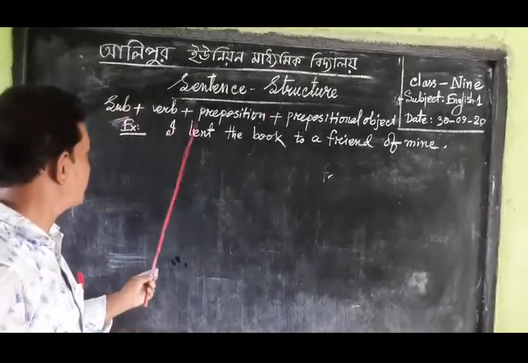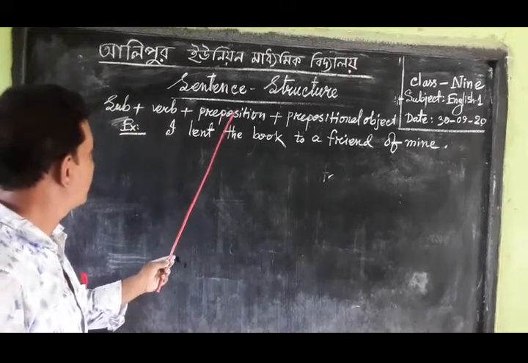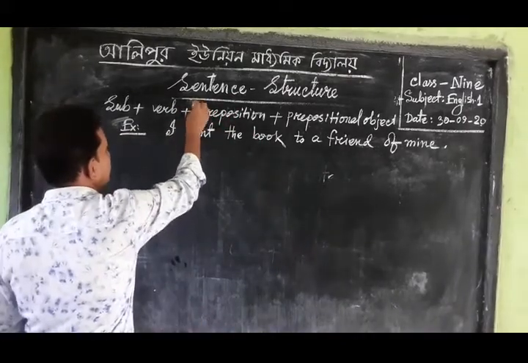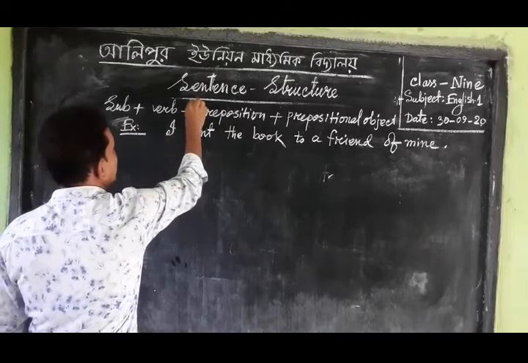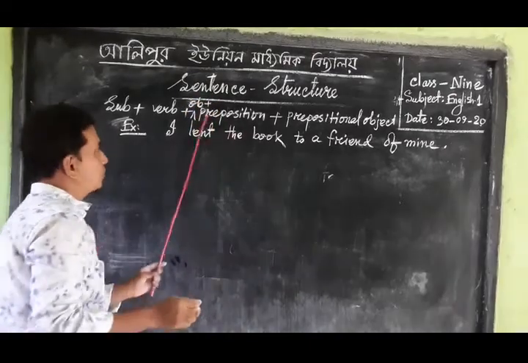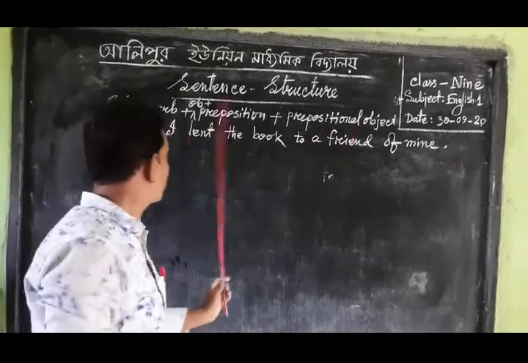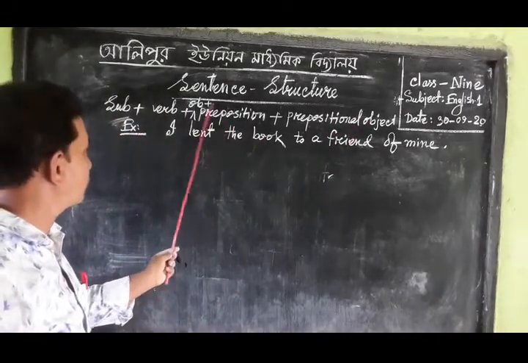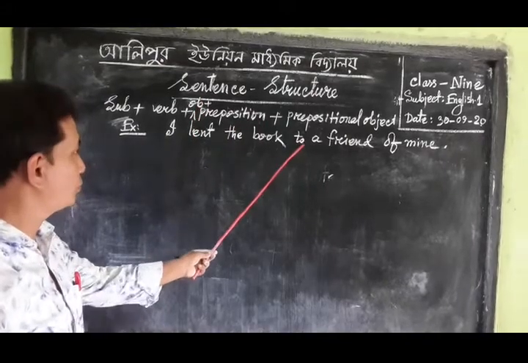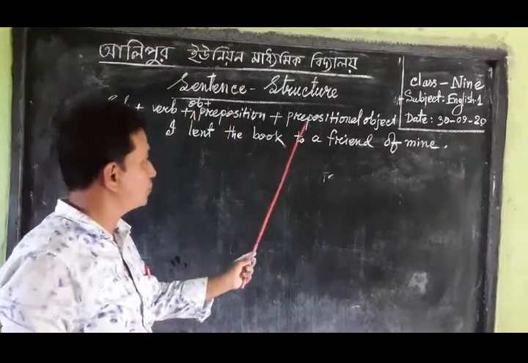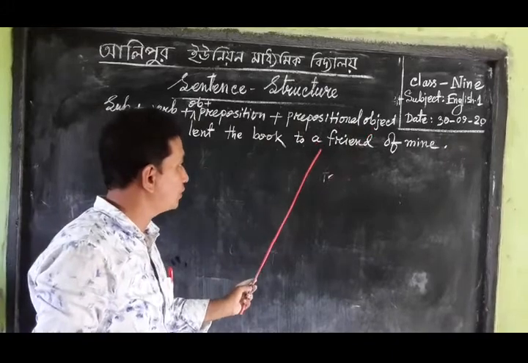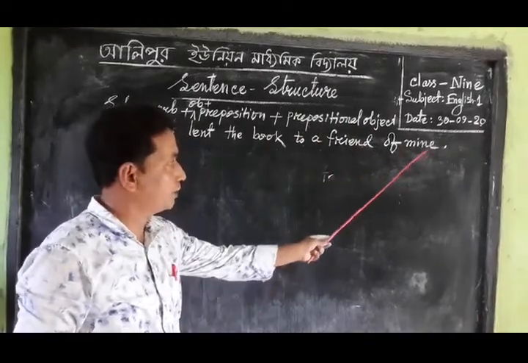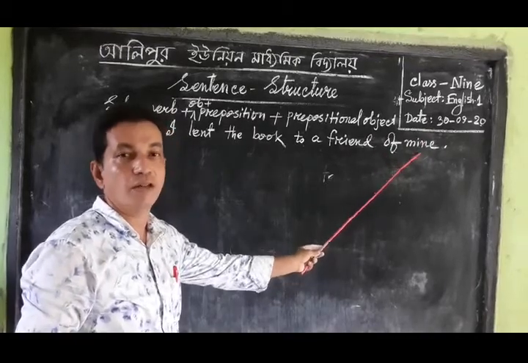Now I is the subject, land is the verb. Sorry, here should be written object. Object plus prepositional object. I, subject, verb, land. The book is an object. To is the preposition, and there is a prepositional object here: a friend of mine. Of mine is the prepositional object.